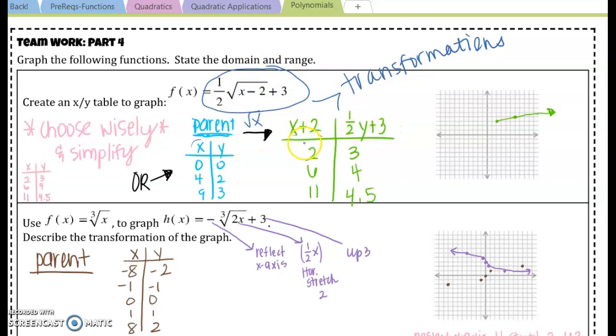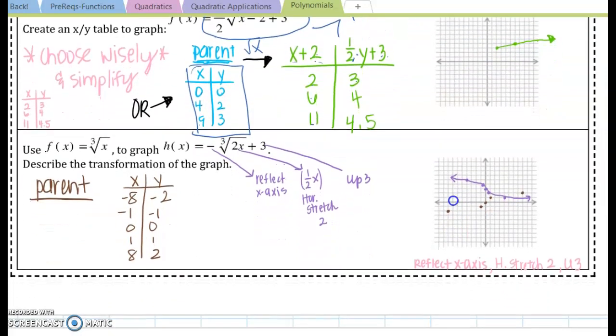So what I would be doing is applying the transformations from my parent points. So 0 plus 2 is 2, 4 plus 2, 6, 9 plus 2, 11. So then y, I would then be plugging in the parent y values to be able to find this final answer. So 0 times 1/2 is 0, plus 3 is 3, 2 times 1/2 is 1, 1 plus 3 is 4, 3 times 1/2 is 1.5, and 1.5 plus 3 is 4.5. You'll notice that I got the same answer either way I chose to do it. I really want you to choose what works best for you, and then you graph.